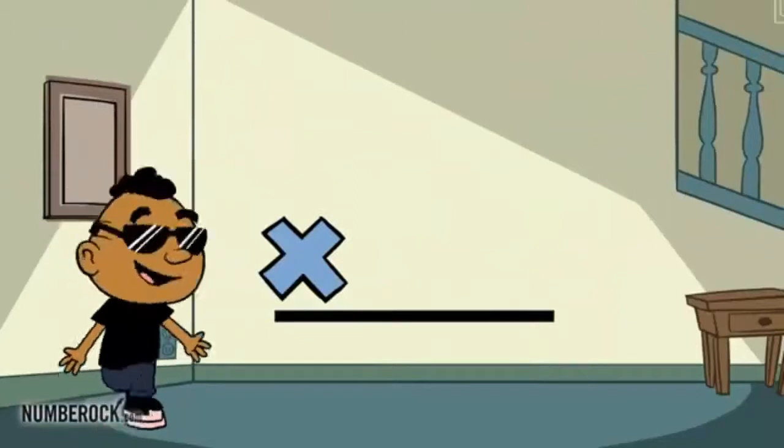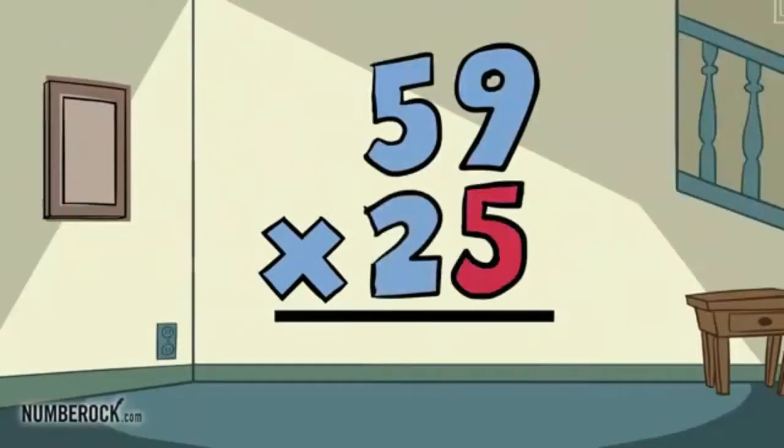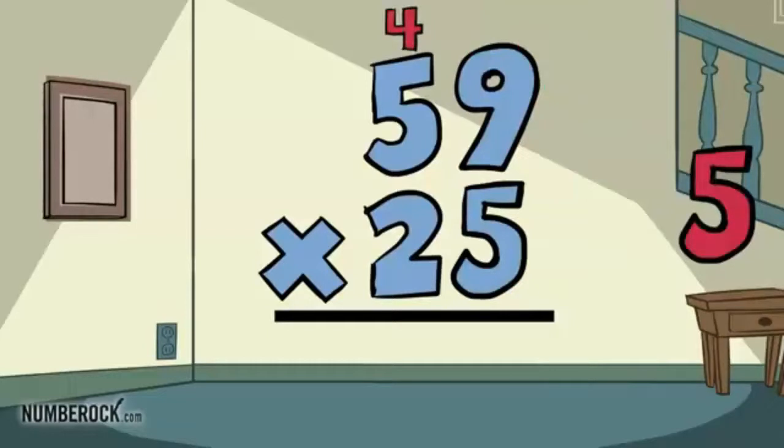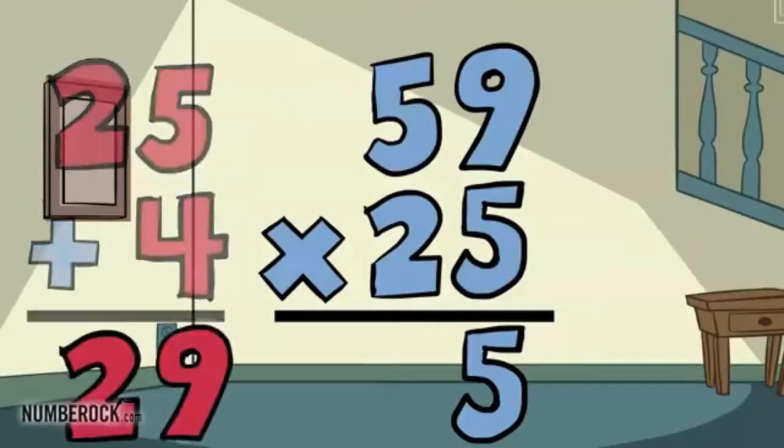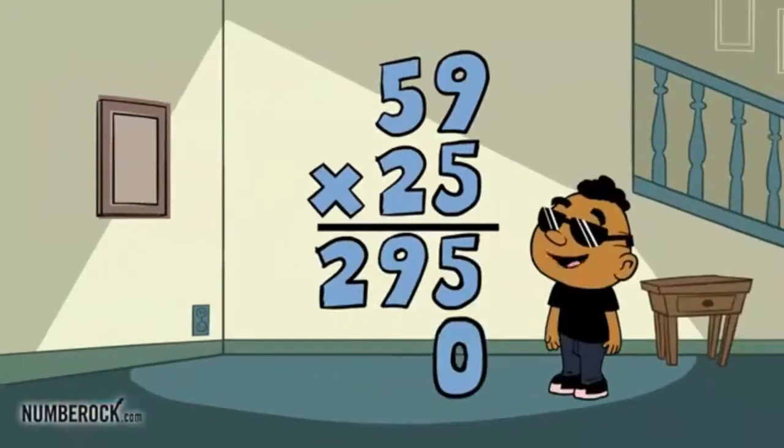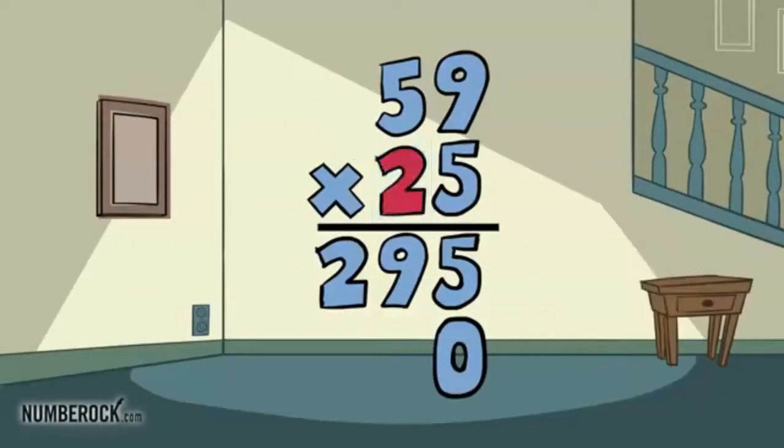Here's how you multiply 59 by 25. 5 times 9 is 45. Carry the 4 and write the 5. 5 times 5 is 25. Then add the 4 and it's 29. We write a 0 when we multiply the tens. 2 times 9 is 18. Write the 8, but the 1 carries.